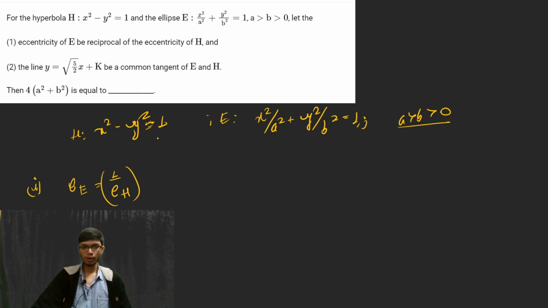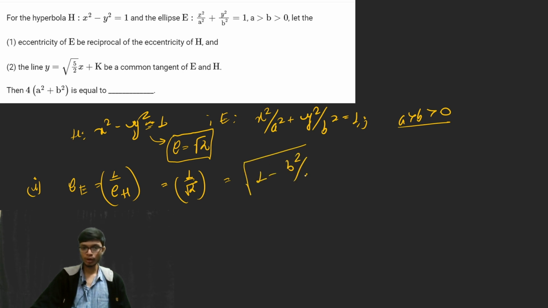So what will be the eccentricity of this particular hyperbola? You can see the a value and b value are both equal to 1, so the eccentricity is basically √2. Such a hyperbola whose eccentricity is √2 is known as a rectangular hyperbola. That means the eccentricity of the ellipse is equal to 1 by √2, and we know the eccentricity of the ellipse is √(1 minus b square by a square) for a greater than b. From here I will get an equation, that is a square by b square is equal to 2, hmm, I get b square by a square equal to 1 by 2. So this is the first equation.